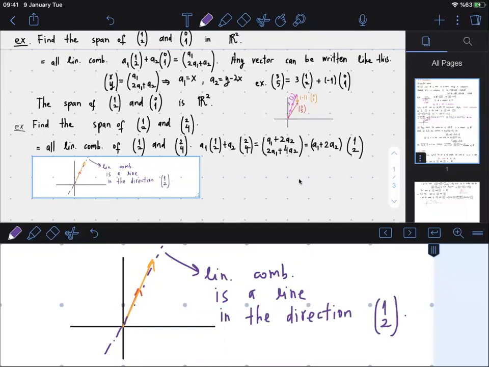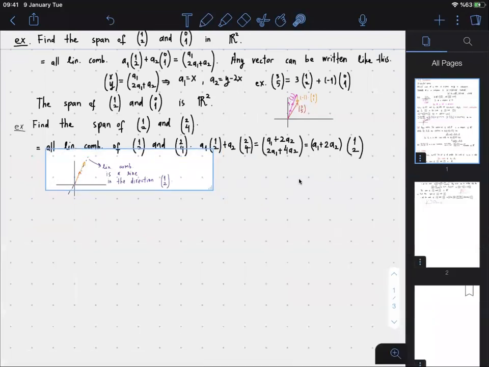Any questions, guys? So in the first example, these two vectors can reach anywhere. 1, 2 and 0, 1 can reach anywhere in this plane. But using 1, 2 and 2, 4, you can only reach vectors on this line. So the span of 1, 2 and 2, 4 is this line, and the span of 1, 2 and 0, 1 is the whole plane. That's the difference between these two examples. Any questions?